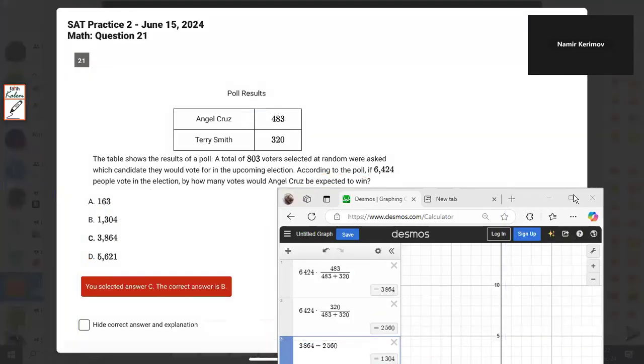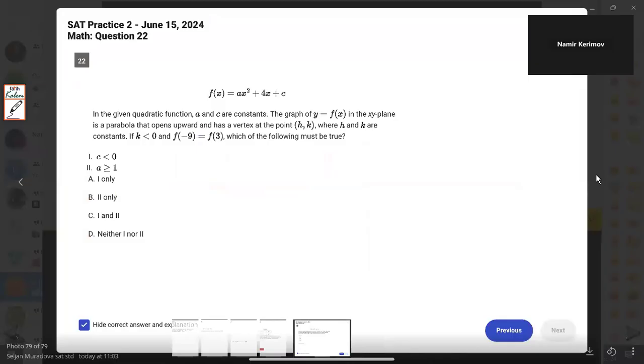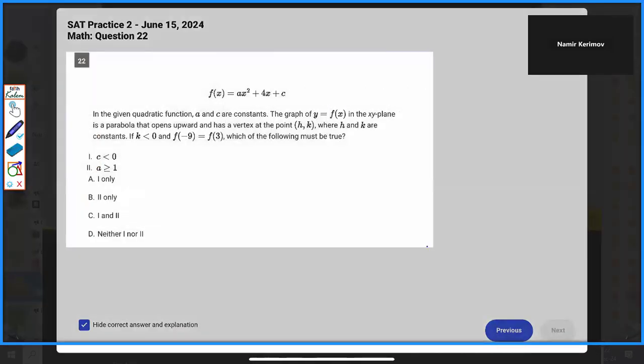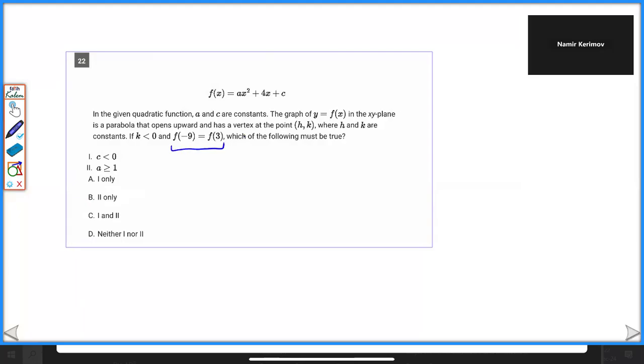And last question. I'm not going to use Desmos again. We said that if the value of the function is the same for two different x values, for example, for -9 and 3, then we can find the x-coordinate of the vertex by getting the average. So it's (-9 plus 3) over 2, which is -3, okay?